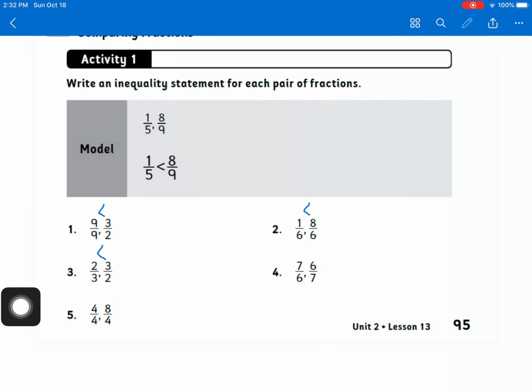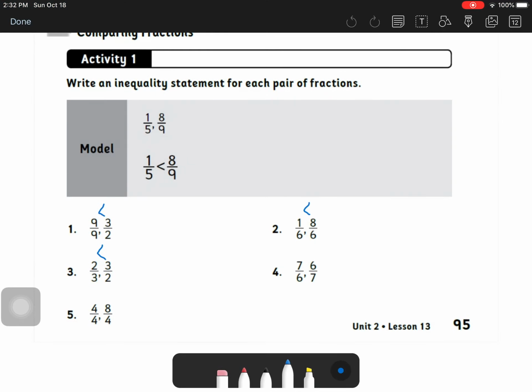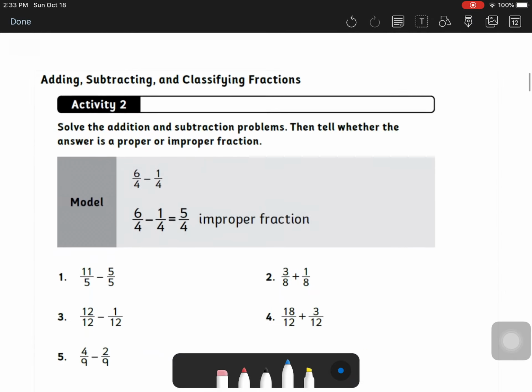We have a similar situation here. We're comparing 7 over 6 to 6 over 7. So 7 over 6 is greater than 1, 6 over 7 is less than 1, so this would have to be greater than. Okay, and then number 5, 4 over 4, which is equal to 1, and then 8 over 4. Well, 8 is bigger than 4, so that's bigger than 1, so this would be 4 over 4 is less than 8 over 4.